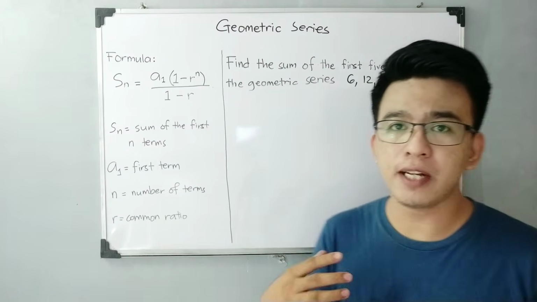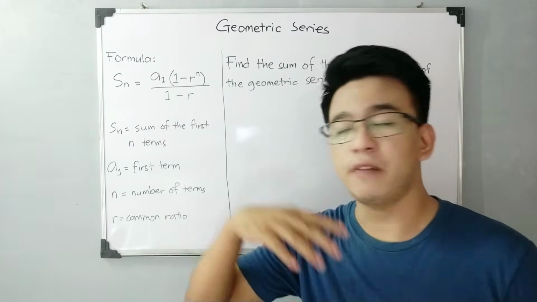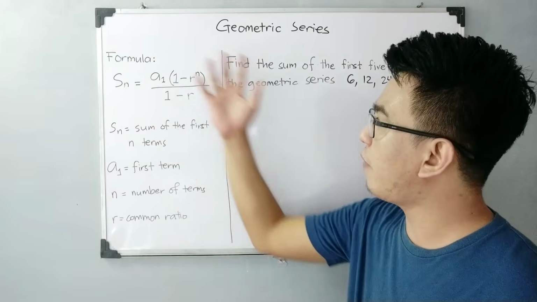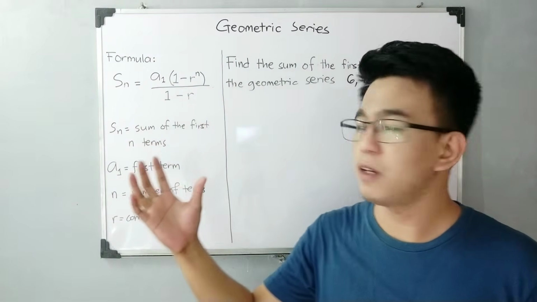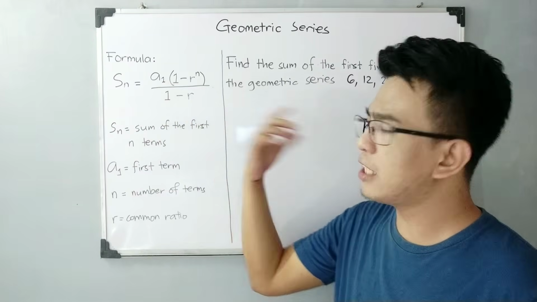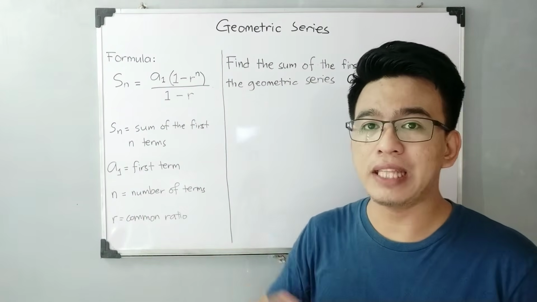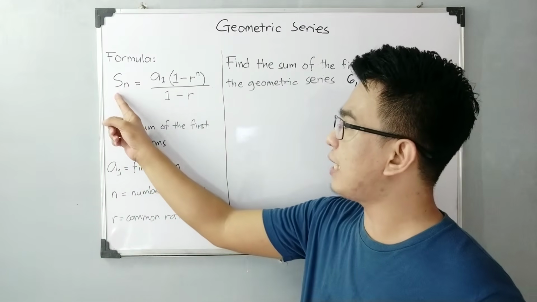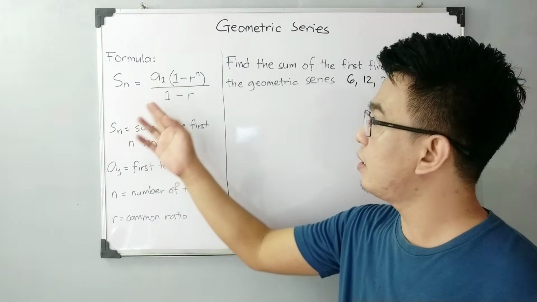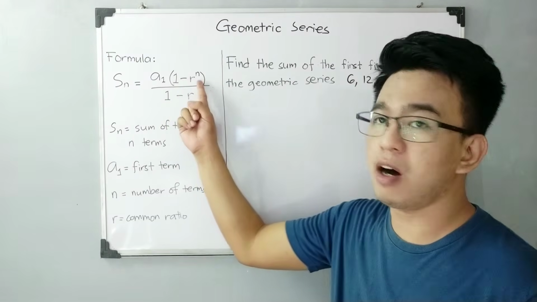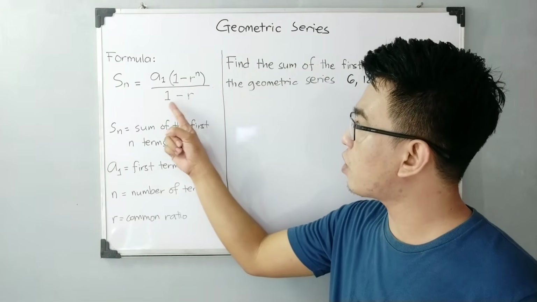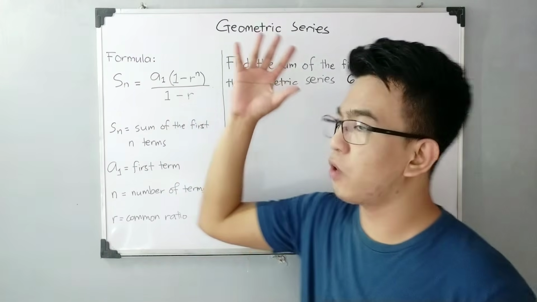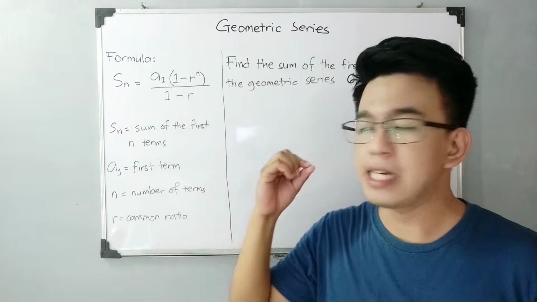So, by the way guys, for us to solve for the sum of the terms of a geometric sequence or the geometric series, we need to use this formula. By the way, this formula is used for a geometric sequence wherein we will deal with the finite terms. Again, finite terms. And this is the formula. S sub n is equal to a sub 1 times 1 minus r raised to n over 1 minus r. This formula is for the sum of a geometric sequence.